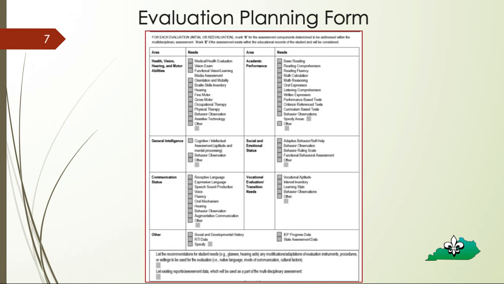After reviewing the referral, the ARC discusses and then documents on the evaluation planning form the evaluation components that will be conducted. It's critical that all the areas of suspected disability are discussed and the necessary assessments are documented correctly. An assessment in an area cannot be conducted unless it's documented on this form.